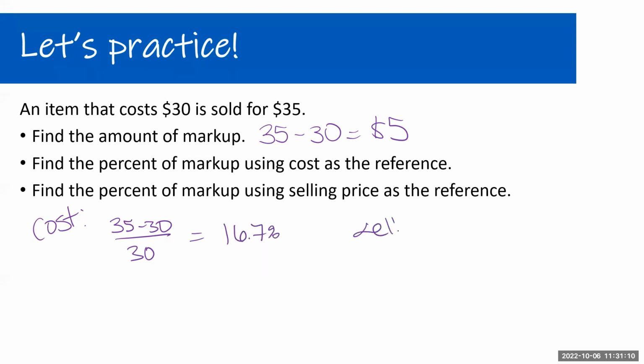If we use our selling price, my handwriting isn't even legible for me. We're going to have the same numerator, but now instead of using the cost, we're going to use the selling price. So if we calculate this, we get 14.3%. As I said before, remember that it makes sense. The cost percent is going to be higher.